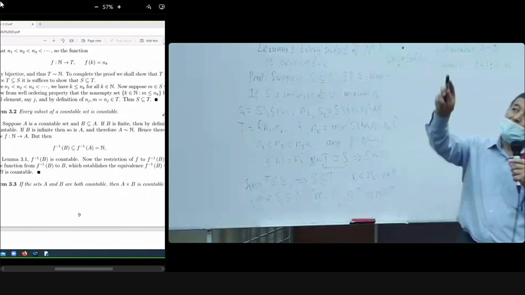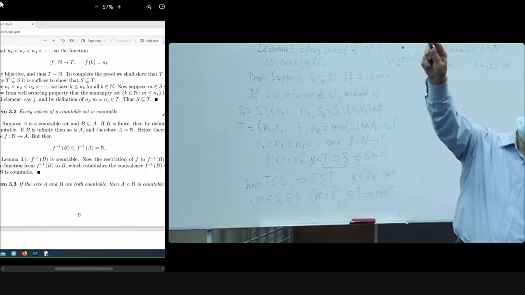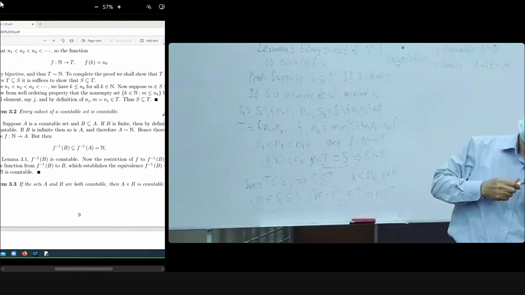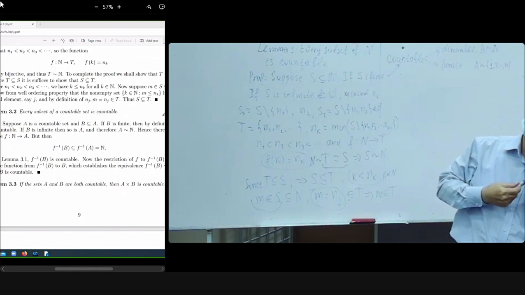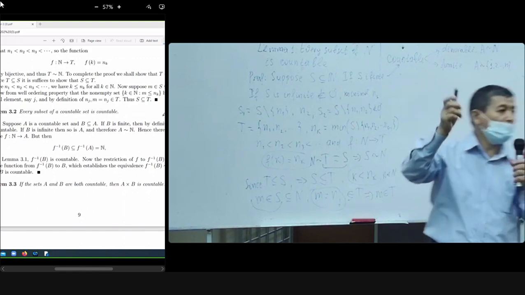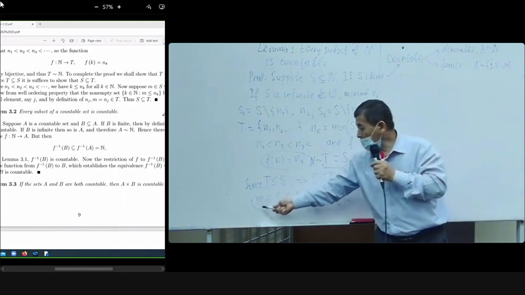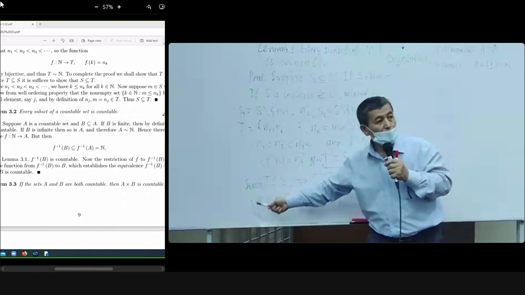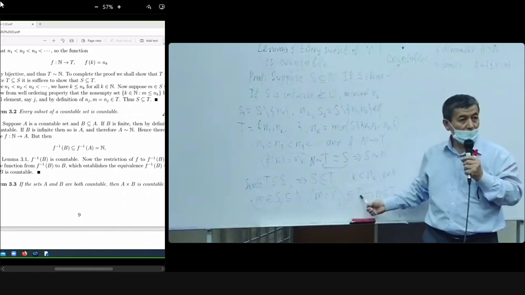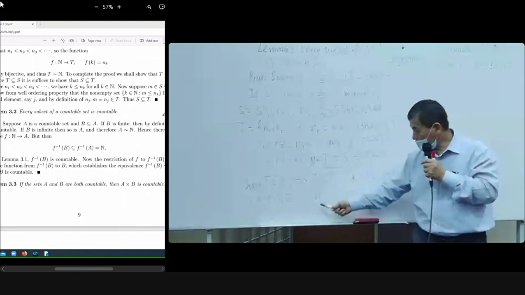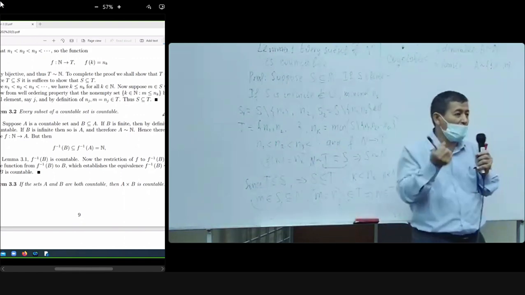Here the ordering property of integer numbers is important. K is less than or equal to NK, and if we take any M from S, it will be an element of T. There exists a J such that M equals NJ, one of the NJ.